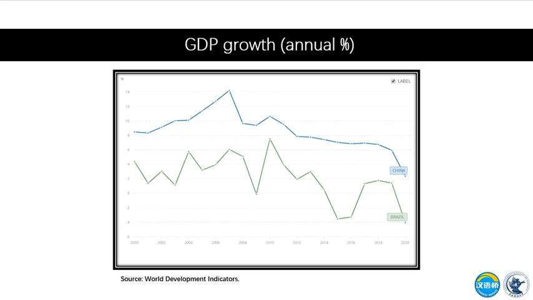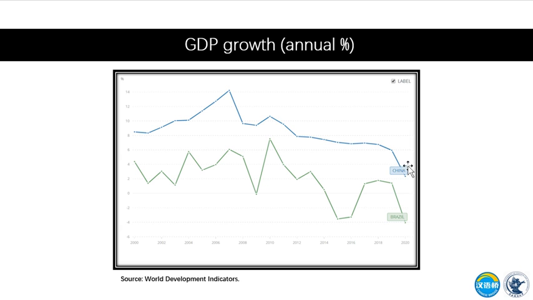So this figure shows the growth rate for China and Brazil. You can see that over the last 2 decades, 20 years, China always enjoys a higher GDP growth rate than Brazil. And especially after China's entry into the WTO, the GDP growth was always higher than 8%.